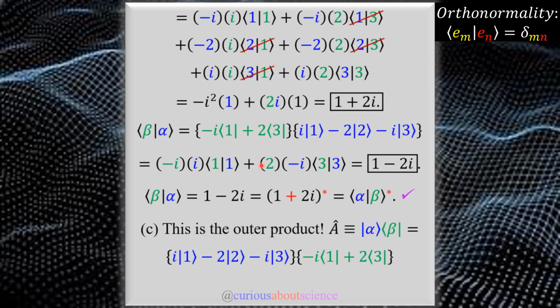Now, if we switch to beta alpha, we do the same thing. We see that we just need the 1, 1, and 3, 3 components, and that gives us 1 minus 2i, so no big deal. What we can see is that beta alpha gives us 1 minus 2i, and if we take the conjugate of this by switching this negative sign to a positive sign, we see that we get indeed the inner product alpha beta. So pretty cool. We like this.